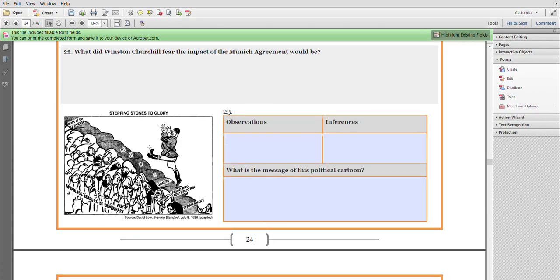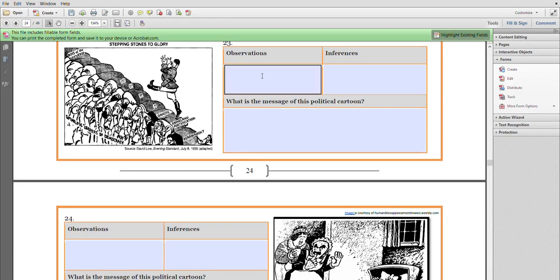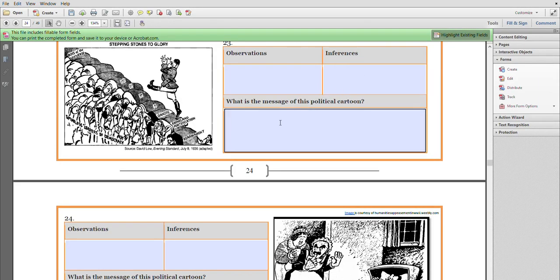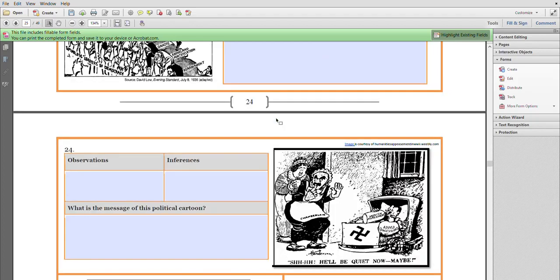Use his speech to answer the question. Here you see the political cartoon, Stepping Stones of Glory. It says Boss of the Universe on the top. Exclamation points, question marks, Danzig, Rhineland fortification, rearmament, and you can just see Hitler walking up these steps made out of people. Spineless leaders of democracy, it says. So you're going to write your observations, inferences, and what is the message of this political cartoon.